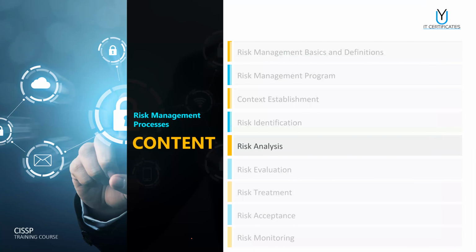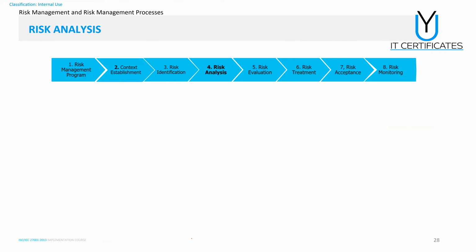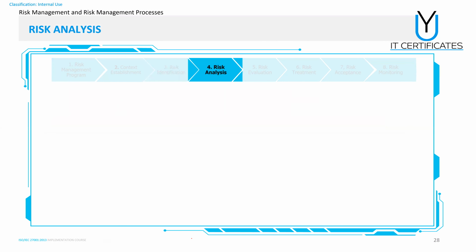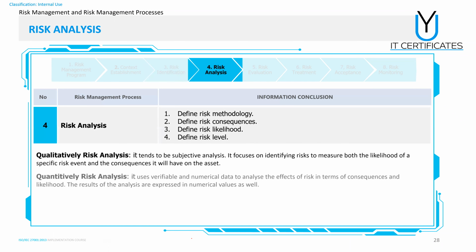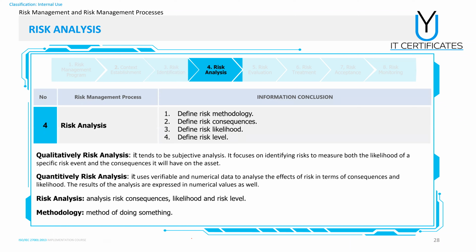Okay, the risk analysis. The process number 4 is the risk analysis. In the risk analysis, you will find that we have to define some important factors. What are these? Methodology: how you will do the risk analysis. We have to define 2 important factors: consequences and likelihood. Consequences is the impact.